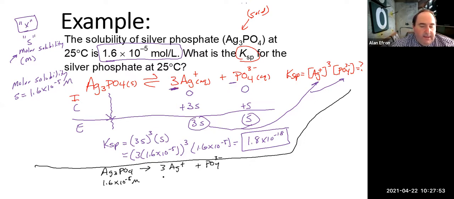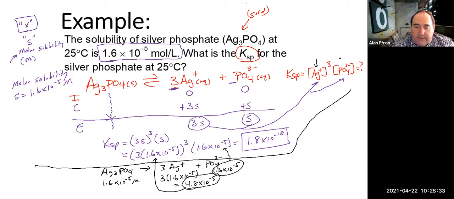is this number. If I wanted the concentration of the silver, it would be 3 times that number, right? Because it breaks apart into a 1 to 3 relationship, which would give me 3 times 1.6 times 10 to the minus 5. Gives me like 4.8 times 10 to the minus 5. It's a 1-to-1 relationship between the phosphate and the whole thing, which gives me 1.6. That is essentially what we just put into this expression here. You could then take these numbers like we just talked about and go right into here. It's really the same thing.